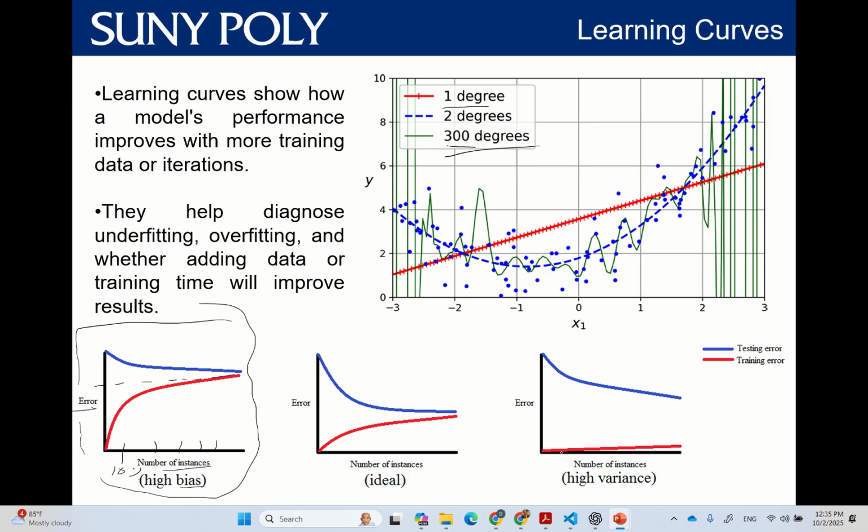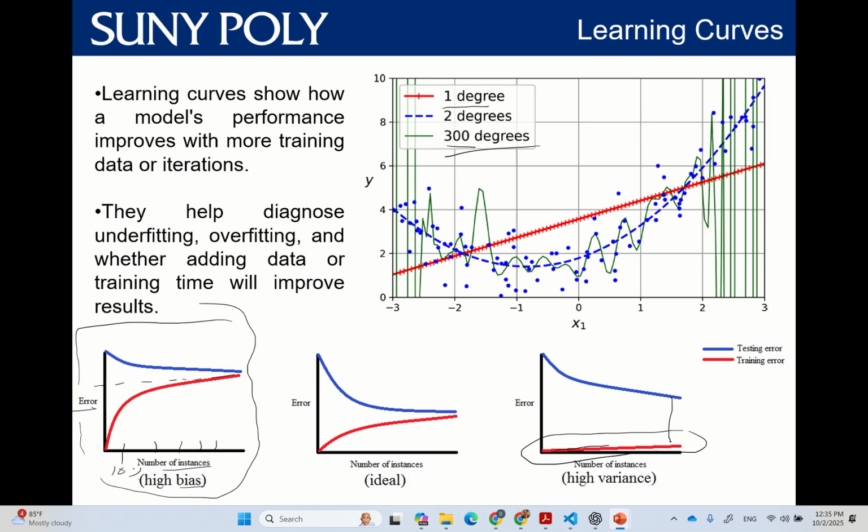So in this one, look at the training set. This is the case of the 300 degrees polynomial regression. Look at the performance. The error is extremely low in the training set. But in the validation or in testing, the error is not that small.